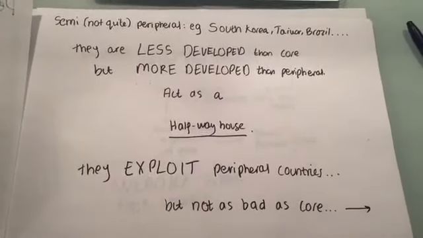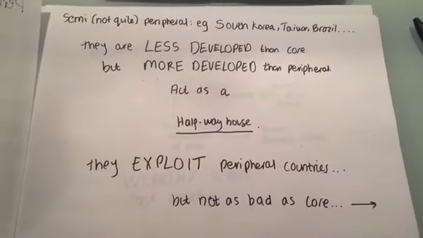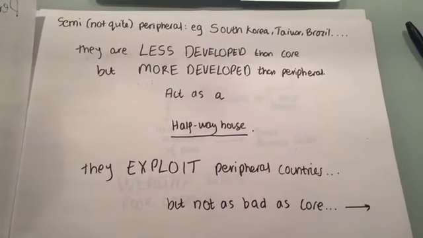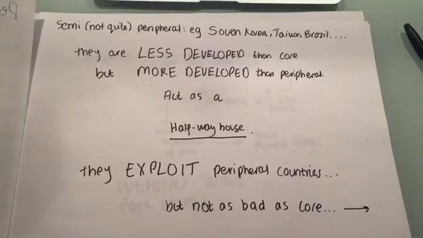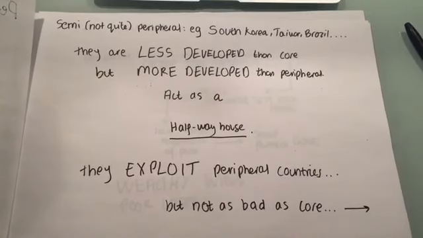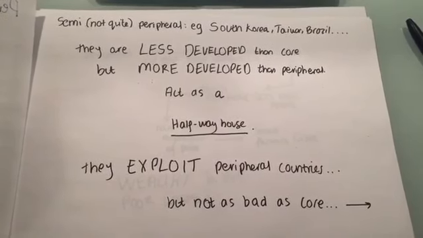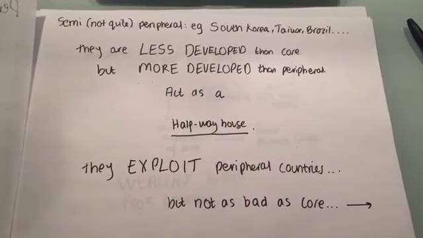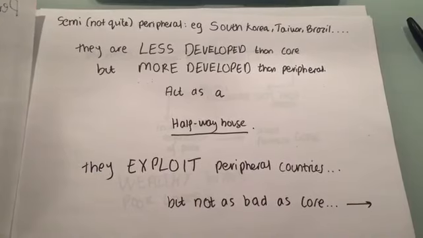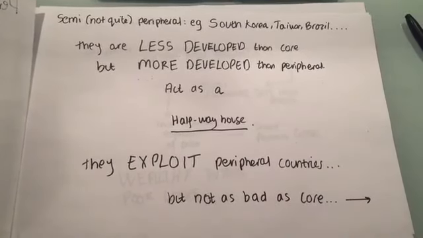Finally, semi-peripheral countries, for example South Korea, Taiwan and Brazil, to name a few, are less developed than core nations, but more developed than peripheral nations. They act as the buffer between core and peripheral countries. Semi-peripheral countries exploit peripheral countries, just as the core countries exploit both semi-peripheral and peripheral countries.